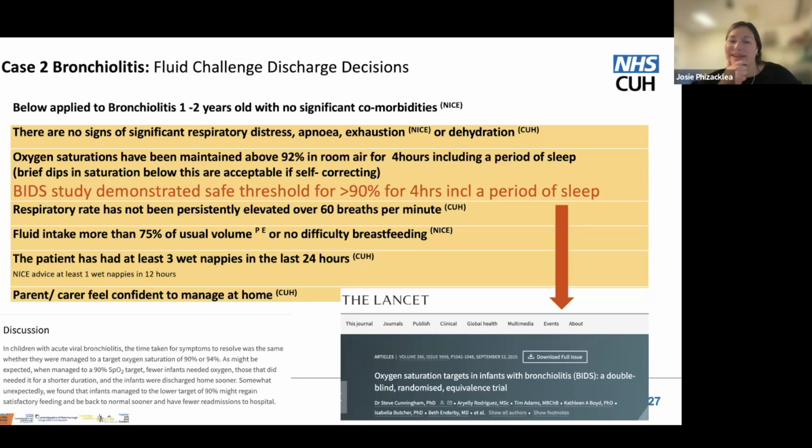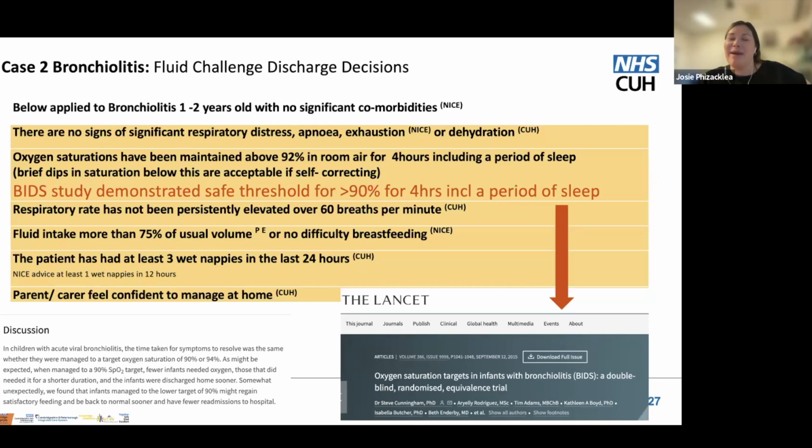It's called the BIDS study. It was back in 2015. And that actually found that if they're maintaining sats of 90% for 4 hours, including a period of sleep, they're safe to get home. And they actually found they had better outcomes than the children who they were aiming for sats over, I think, 94 in that case. They actually ended up having longer admissions, more time before they got back to their usual feeding, and more complications, which was unexpected. It was a well-designed study.